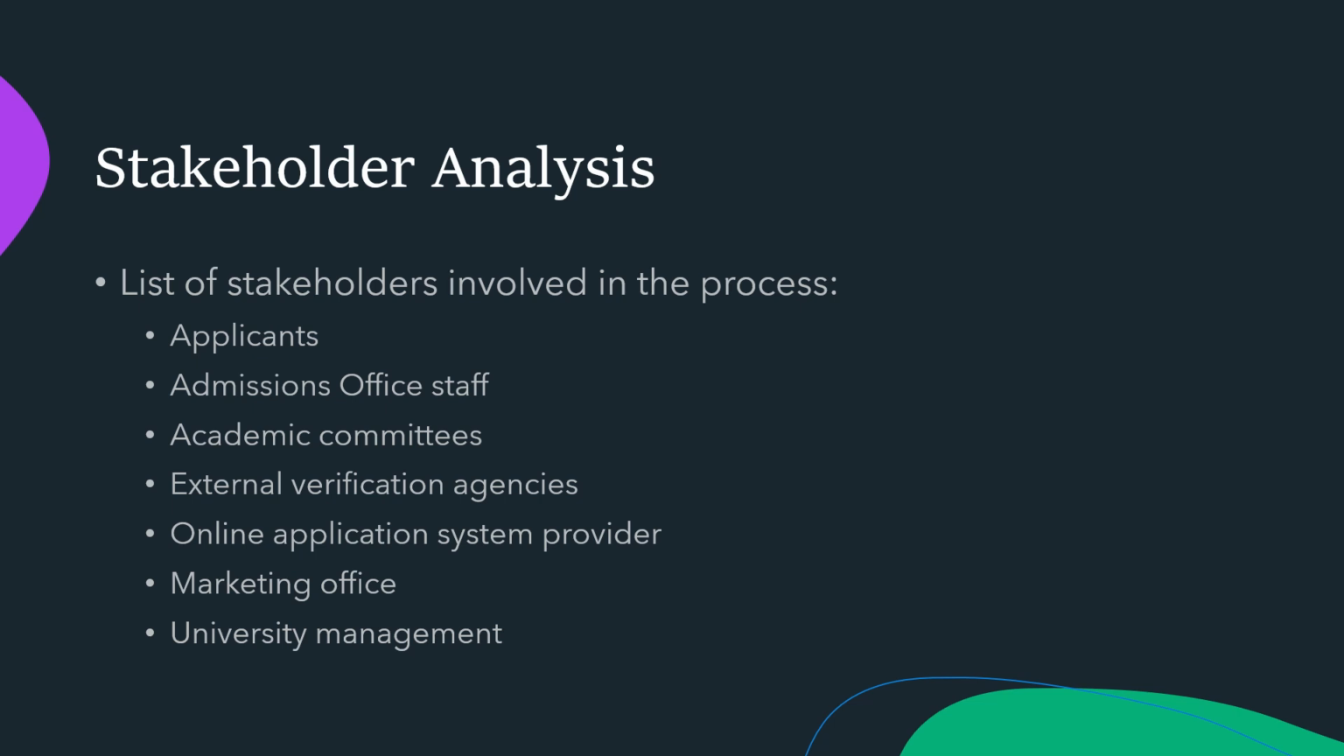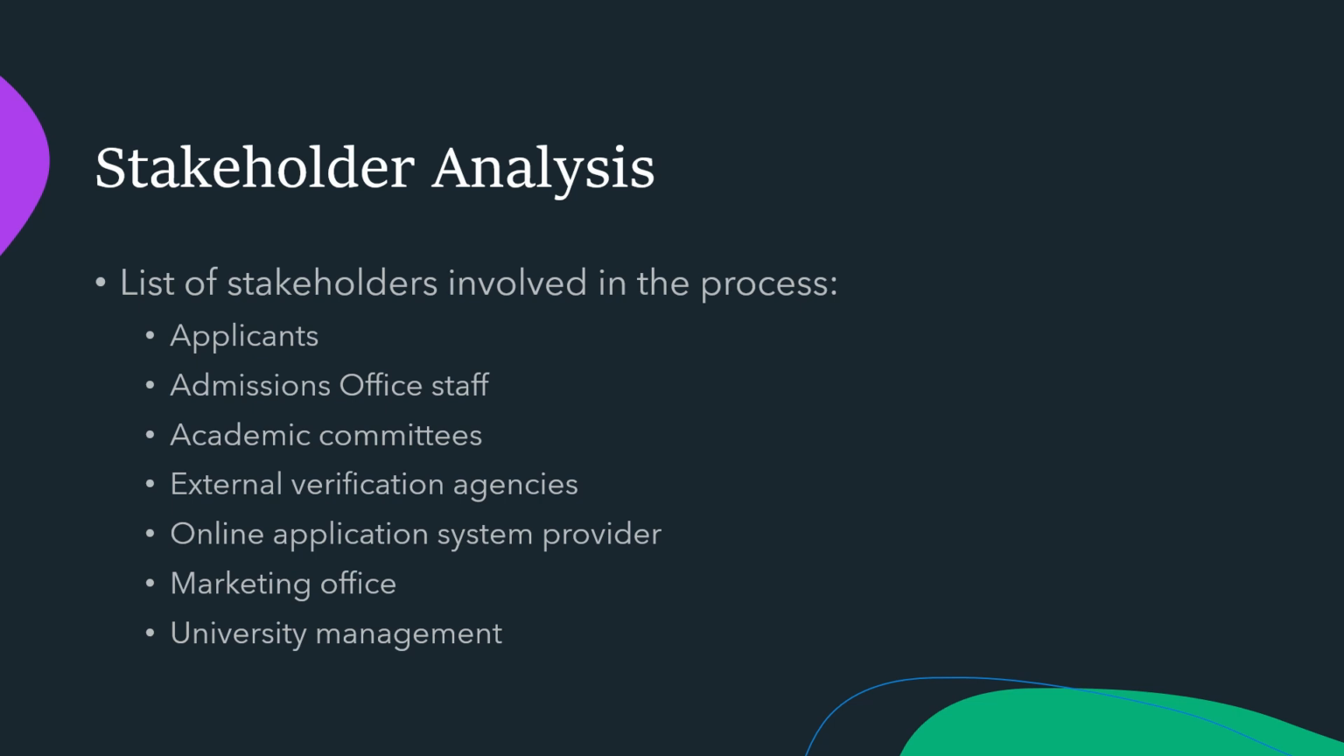Now let's talk about the stakeholder analysis. The stakeholders involved in this process are the applicants, admissions office staff, academic committees, external verification agencies, online application system providers, marketing office, and the university management. Further elaborating each term, the applicants are the prospective students who are navigating the application process. They seek a straightforward, timely, and transparent admission experience.